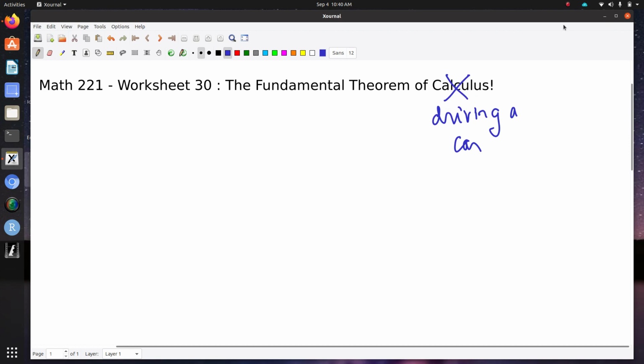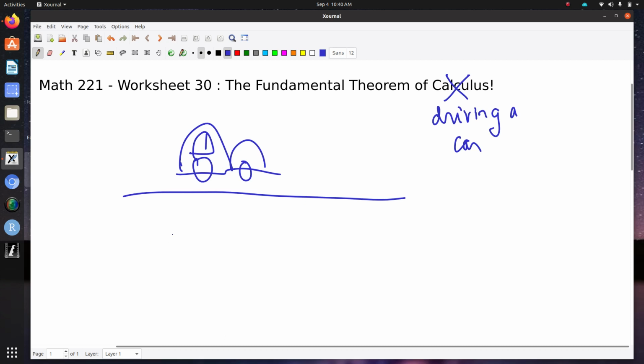Okay, and we could have the fundamental theorem of driving a car. Here's your car. I like drawing VW bugs. So you're driving along, and if you know where your first mile marker is, maybe you're at mile marker 4, and then you're driving 60 miles per hour, and then an hour later you should be at mile marker 64, right? That would be the fundamental theorem of driving a car. So this capital F is telling you where you are on the road. That's your accumulated change, and that 60 miles per hour is f of t is 60.